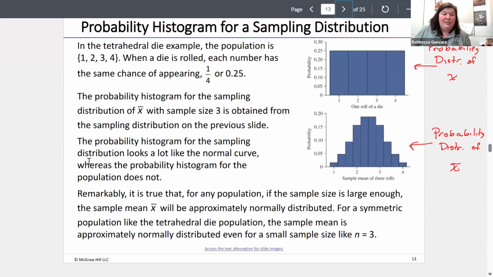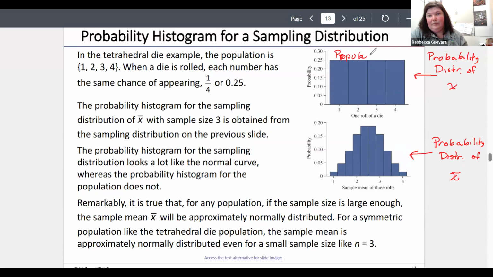The probability histogram for the sampling distribution looks a lot more like a normal curve, whereas the probability histogram of the population, so this is my population, and this is my means. We see the population is uniform, but this starts looking like a normal curve. So remarkably, this is going to happen for pretty much any population. If the sample size is large enough, then the sample mean X bar will be approximately normally distributed.